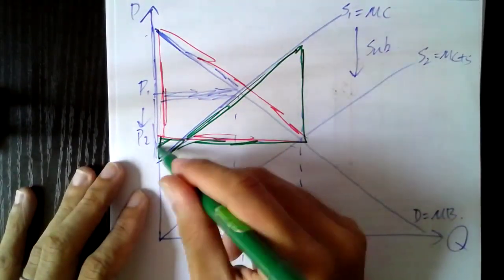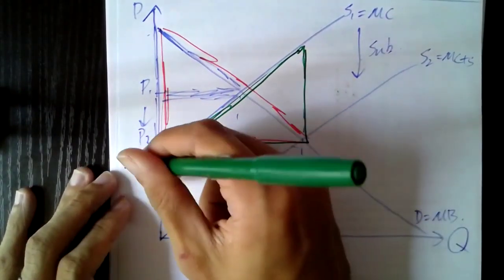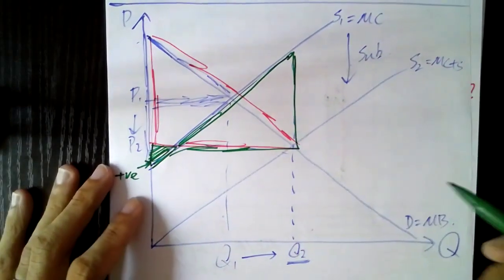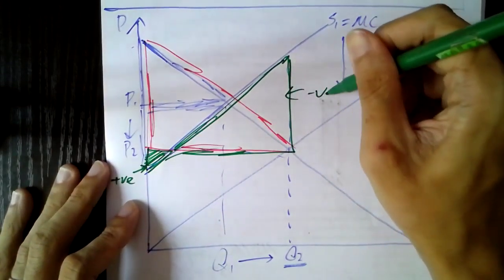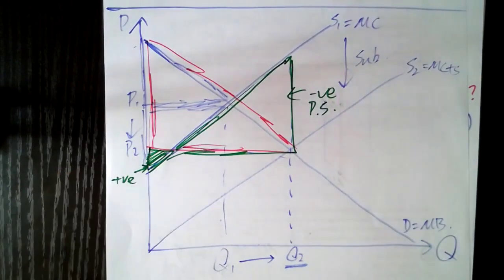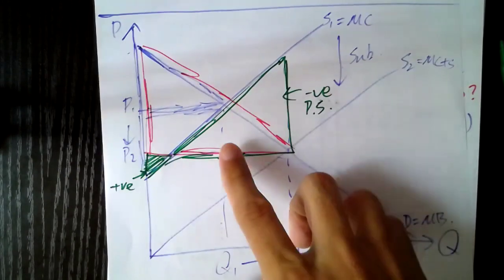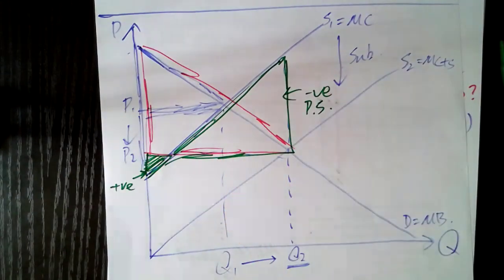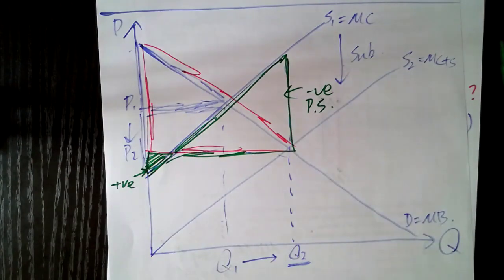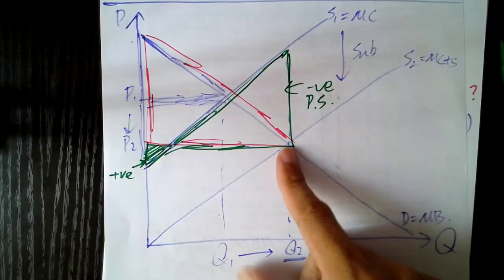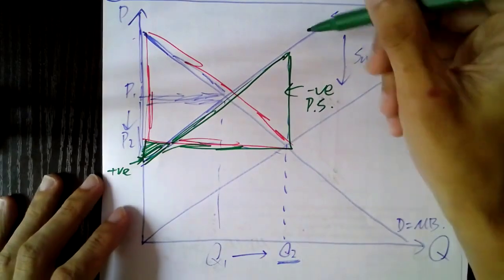Okay, now this is a positive. This funny guy, this triangle, is actually a negative producer surplus. They are losing money here. Okay, does it make sense to you? Because cost is higher than the price, so they are making a loss. But it's not finished, calm down first. Okay, but is this the only thing they will receive? No. Remember, this is a subsidy.